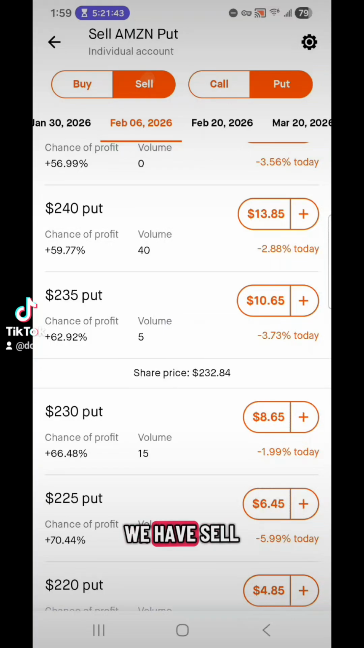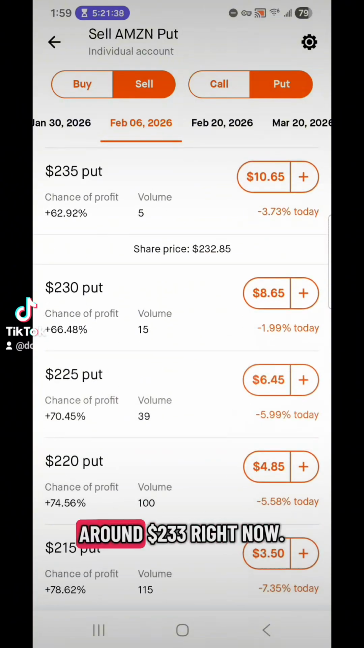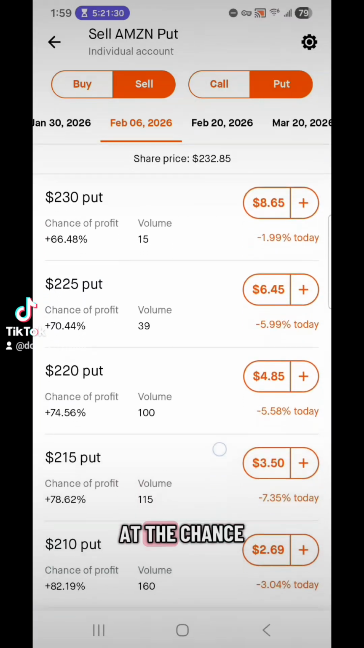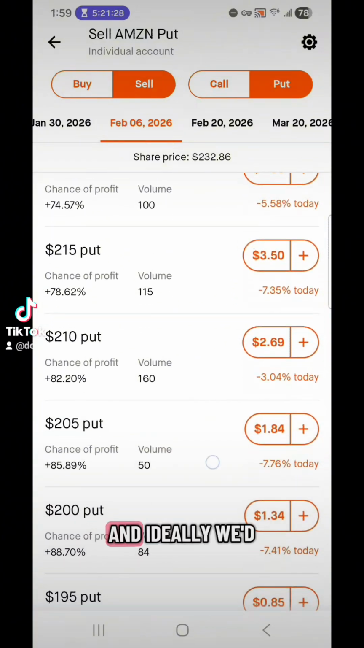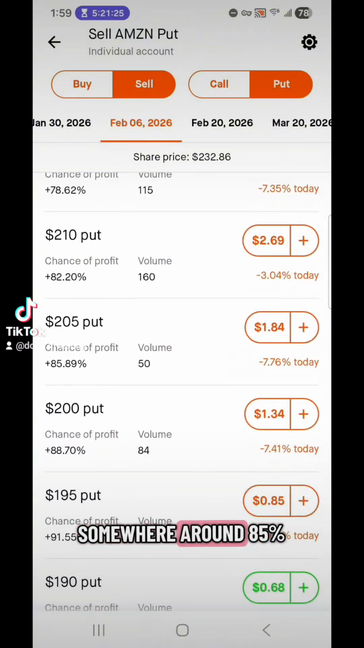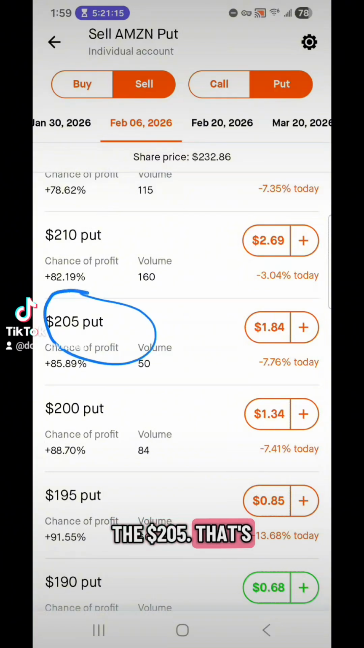You can see we have sell and put selected, and the share price of Amazon is around $233 right now. We want to go below that. And I'm looking at the chance of profit, and ideally we'd want to be somewhere around 85% or better. So I'm going to keep that number in mind, and that strike price, the 205. That's my target strike price for that chance of profit.